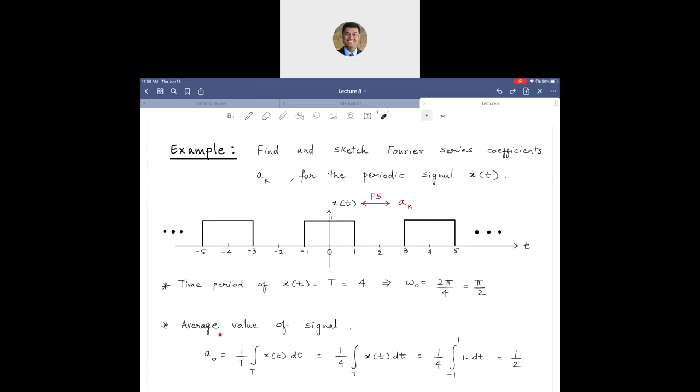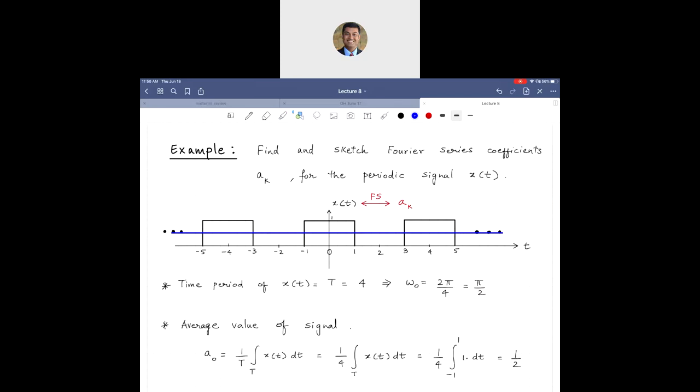The average value of the signal, what do you think it's going to be? Somewhere around here, right? Can you guys guess? Well, it is written, but even without doing the math, could you have guessed half? Yes, absolutely right. Half the time it is on, half the time it is off.